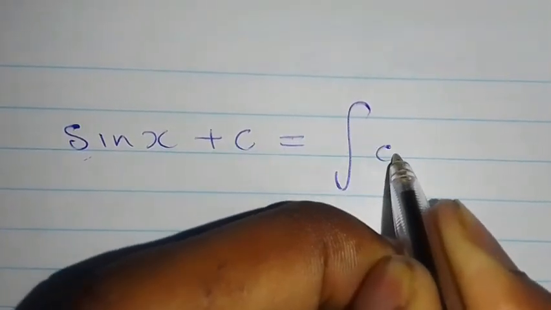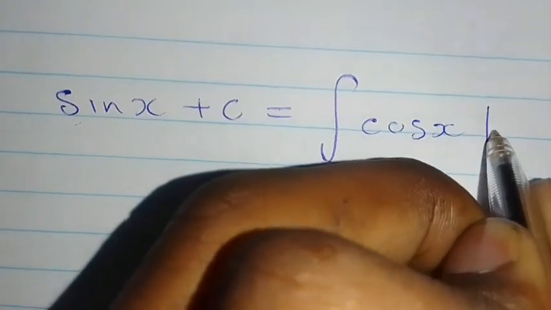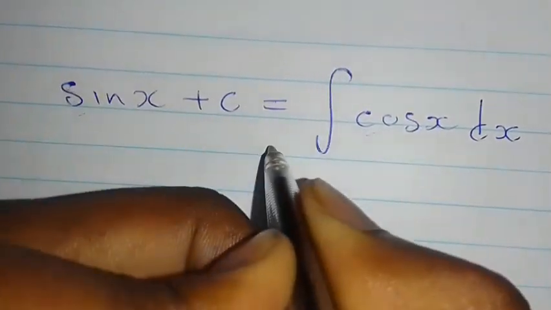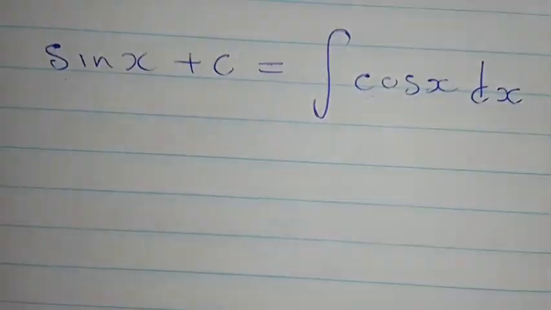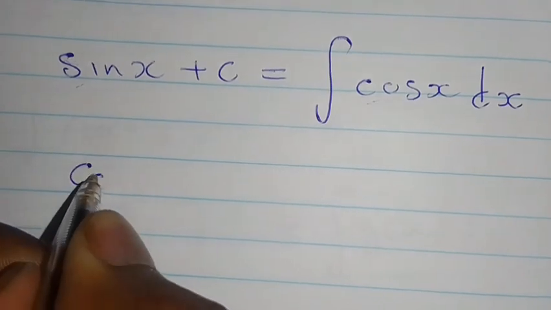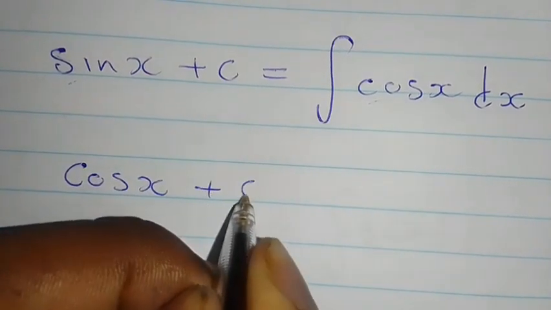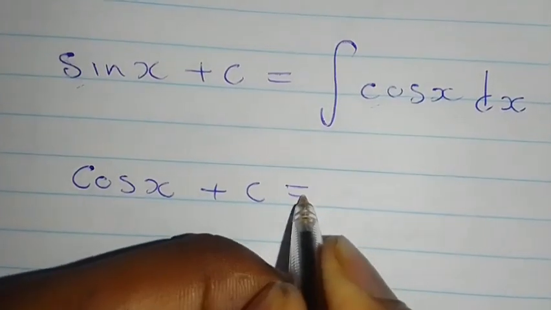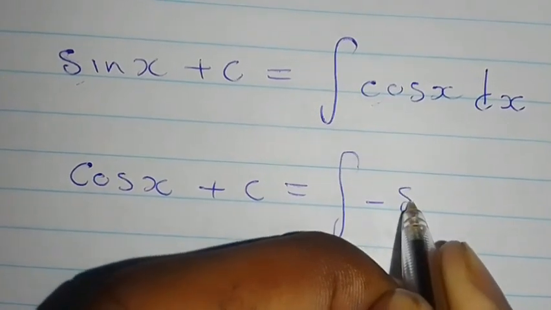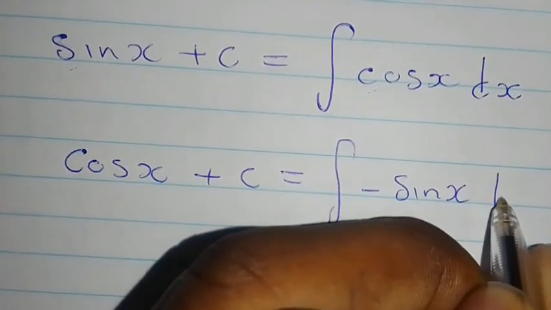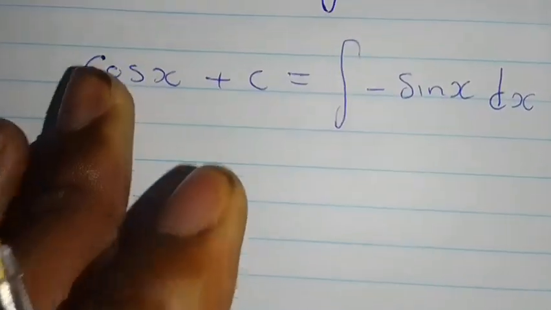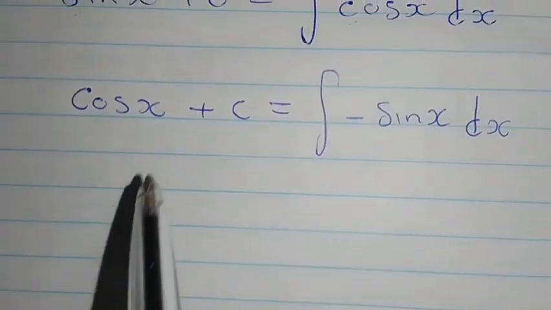When I differentiate sine x, I get cos x. This means that when I integrate cos x, I'll get sine x. Just going to add a constant there. What happens when I differentiate cos x? I'll get negative sine x. So I have the integral of negative sine x equals cos x.